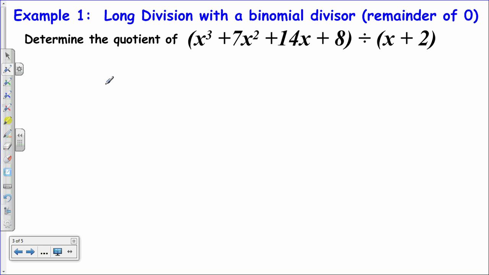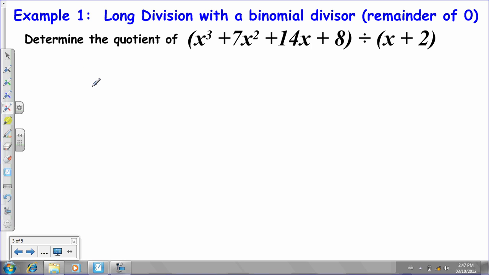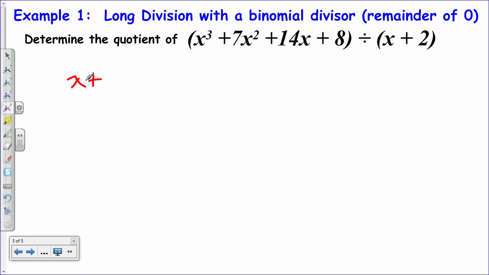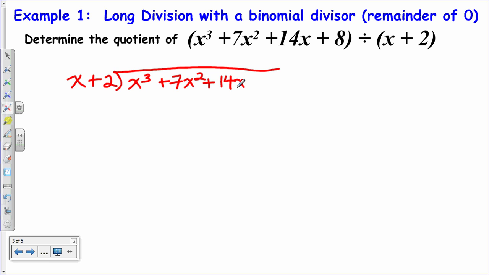Long division with a binomial divisor where the remainder is going to be 0. So I'm already letting you know that the remainder is 0. Sorry, that's not very exciting for you, but here we go. Determine the quotient of this expression, which is a cubic, divided by this binomial, x plus 2, which is a linear binomial. So we have x plus 2 has to divide into x cubed plus 7x squared plus 14x plus 8. Sorry, these are not perfect lines, but I'm still learning with this program.